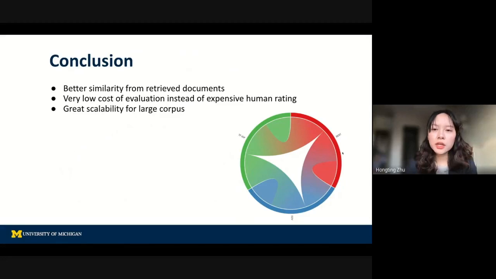Our conclusion then just comes down to this: we have achieved better similarity for our retrieved documents than the old solution. We have very low cost of evaluation because our algorithms are all automated instead of expensive human rating. And we have great scalability for a large corpus because we started off from a small sampling of the corpus, and then extended our algorithm to the entire corpus. It could take 1 day of training and 1 day of embedding, but compared to evaluating by hand, it is very, very efficient. And it does not require extra effort.